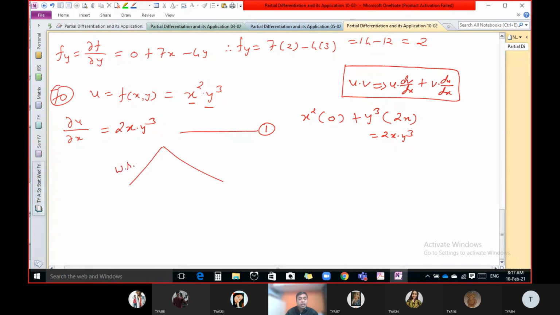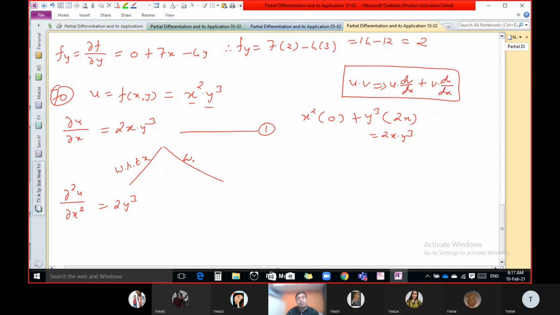Now, differentiate this with respect to x again: delta square u upon delta x square. Once again, y cube and 2 are both constant. Tell me the answer. 2y cube only. Why? Because 2 and y cube are constant and the derivative of x is 1.